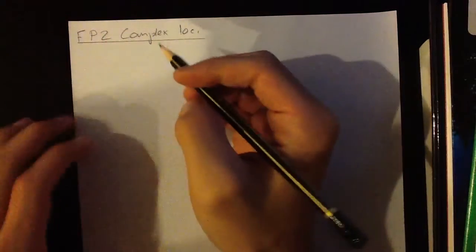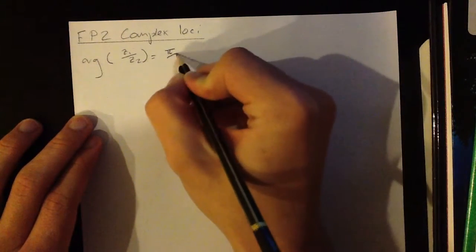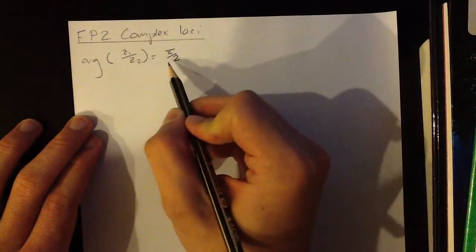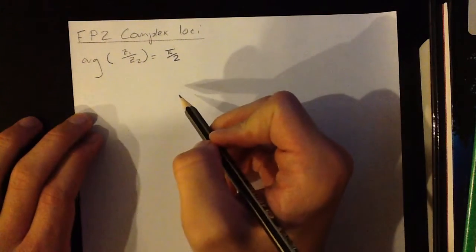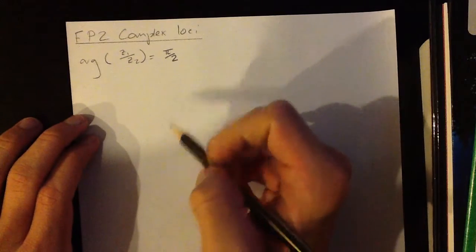Hello, I'm going to show you how to solve these types of questions in FP2, where you have one complex number divided by another complex number, the argument of that equaling an angle. In FP2 they show you a rather weird method, which I personally don't like, and I'm going to show you how to solve this algebraically.